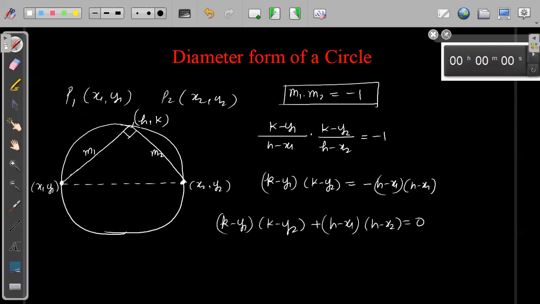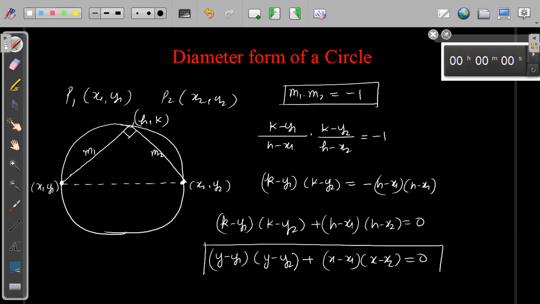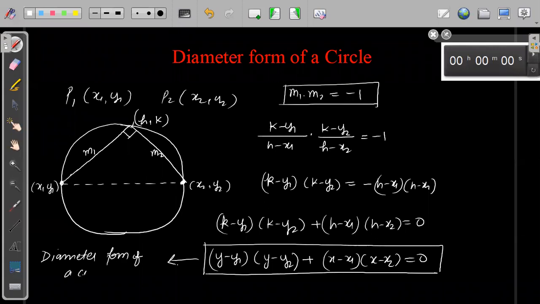For any point on this circle, we can replace k with y and h with x. So this becomes (y minus y1)(y minus y2) plus (x minus x1)(x minus x2) equals 0. This gives you the equation of the circle whose diameter endpoints are given. This is known as the diameter form of a circle. Just remember this, it is also an important formula. Copy this if you want to.